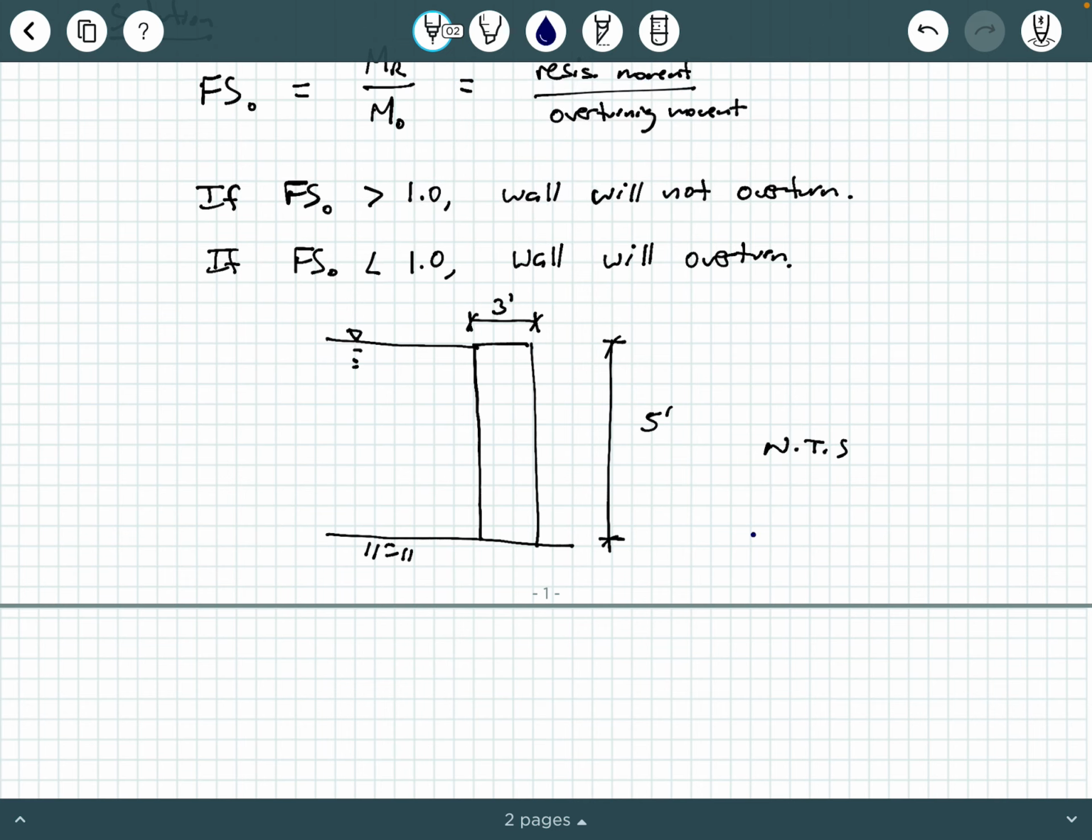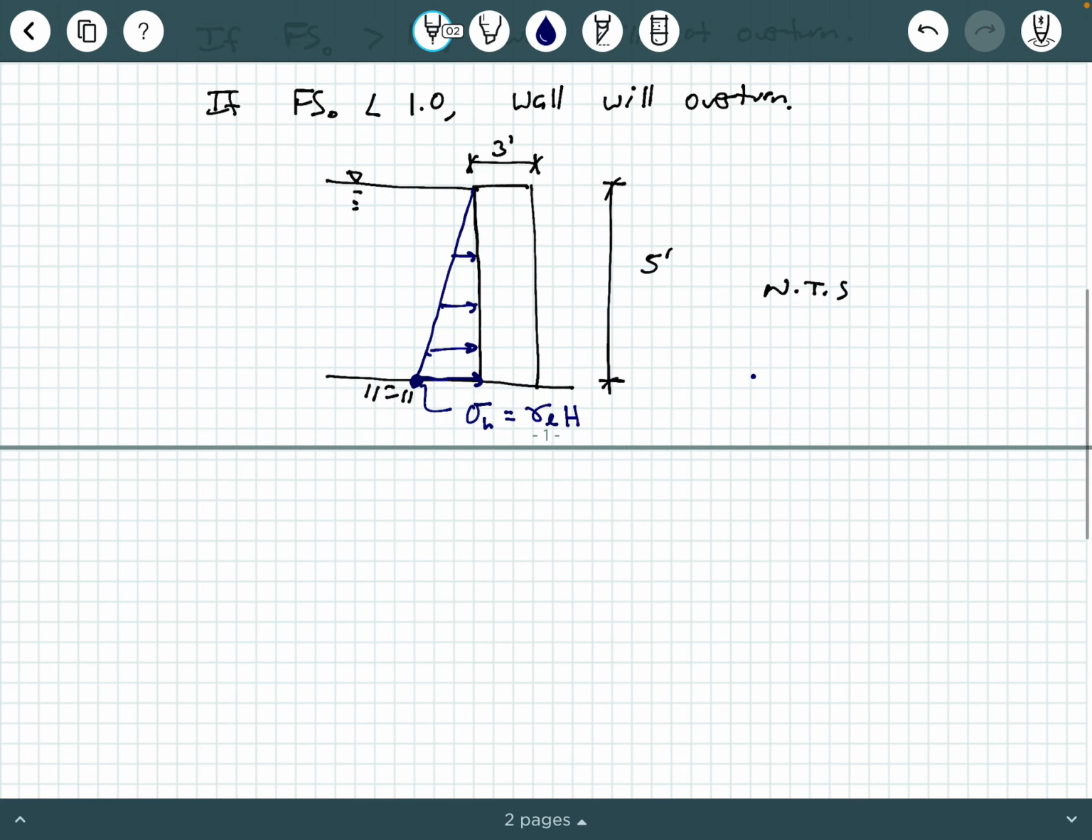On the back side of the wall where the liquid is, the wall is going to be exposed to this hydrostatic pressure distribution like so, okay? Where the maximum pressure is down here. And of course, based on what we know about hydrostatic pressure, the maximum hydrostatic pressure is going to be gamma liquid times the total height of the wall, okay? And so let's go ahead and calculate that.